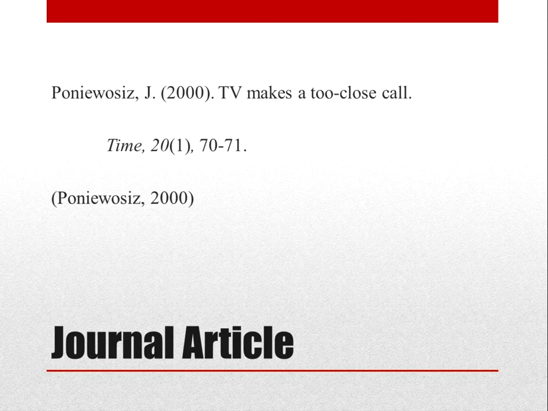A journal article is similar. However, the title of the article is not in italics, and only the first word of the article should be capitalized. However, the title of the journal comes next, in this case Time, in italics with every word capitalized. Following this is the journal number, italicized, issue number, and specific page numbers of the article.